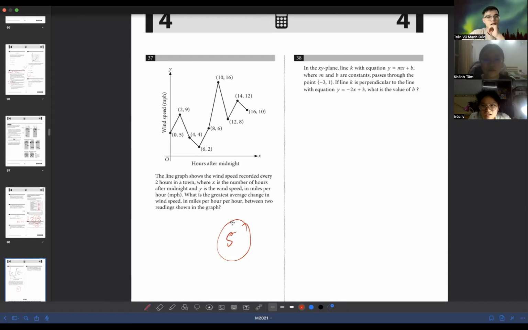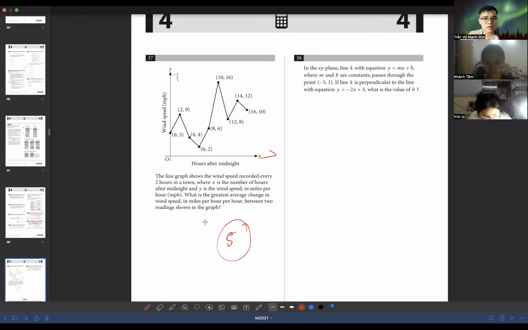That's a new way. The line graph shows the wind speed recorded every 2 hours in town, where X is the number of hours after midnight and Y is the wind speed in miles per hour. They're just describing the graph. What is the greatest average change in wind speed in miles per hour between 2 readings shown in the graph?